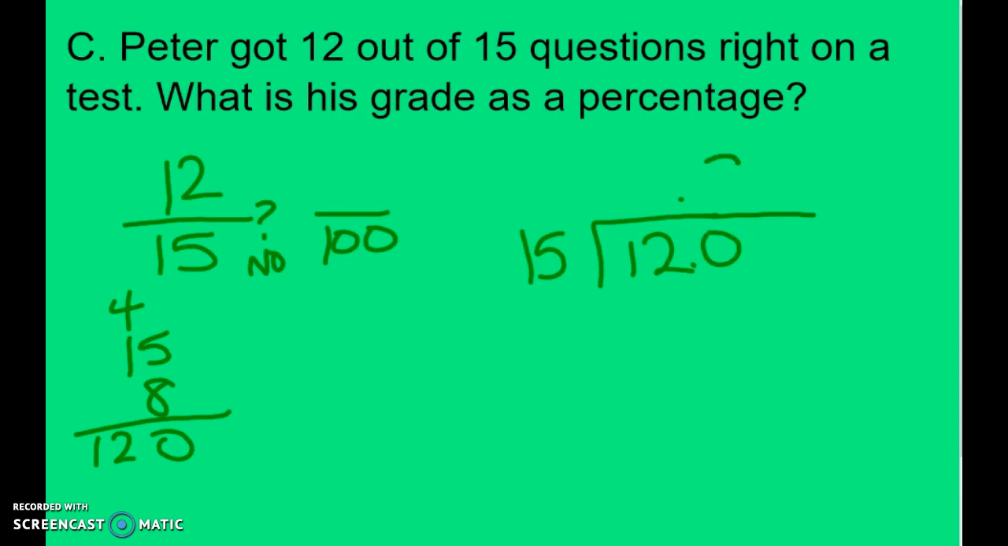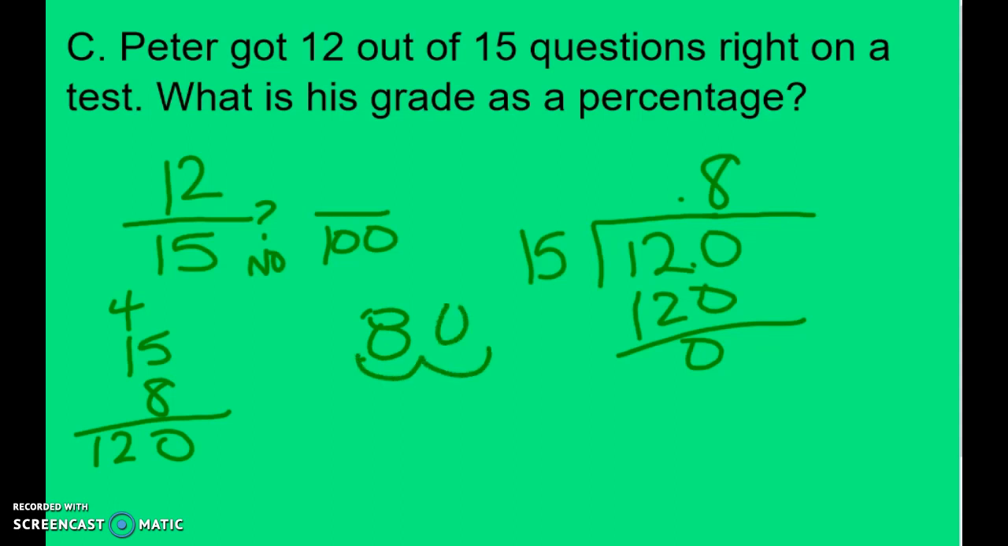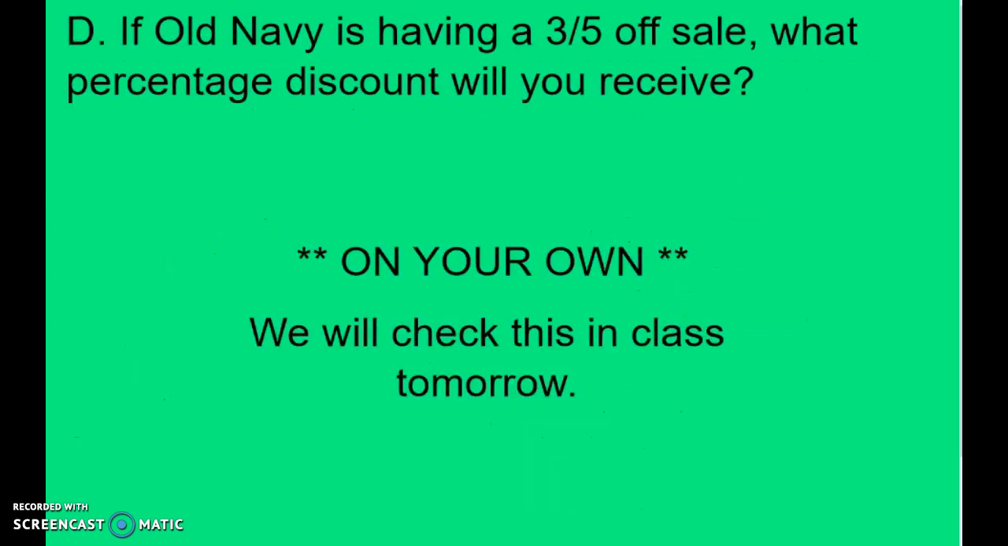Exactly 8 times. Okay, so we get 0 as our remainder, so we know we're done. So now we have this decimal, and we're going from a decimal to a percent, so we're going to move our decimal 2 times to the right, add our 0, and don't forget that percent sign. When you move that decimal to the right, you need to add your percent sign. All right, example D is for you to do on your own, and we will check it tomorrow in class.